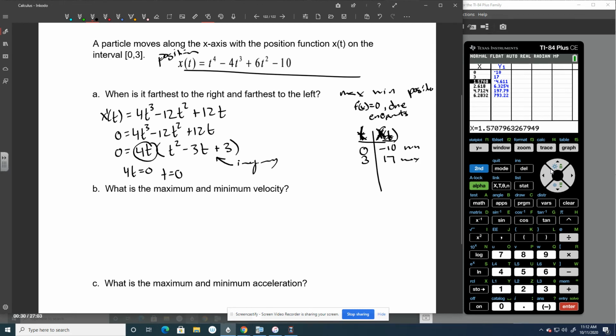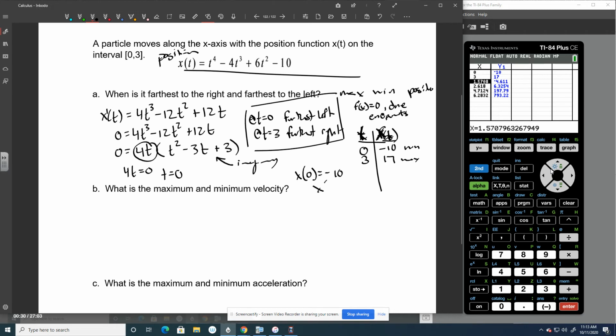So this one asks, when is this the furthest to the right and furthest to the left? At t equals 0, I am furthest left. At t equals 3, I am furthest to the right. That would be the answer that I submitted. And again, they don't pull the information from the table, so we might want to say that x of 0 equals negative 10 and x of 3 equals 17. So that's when it happens.